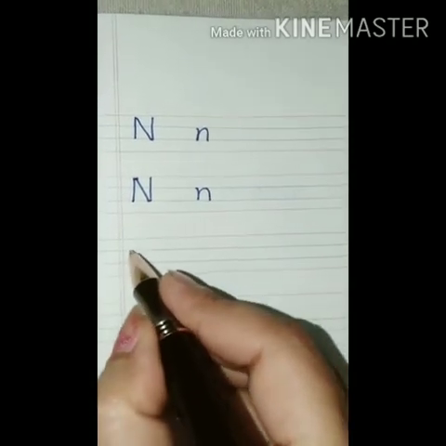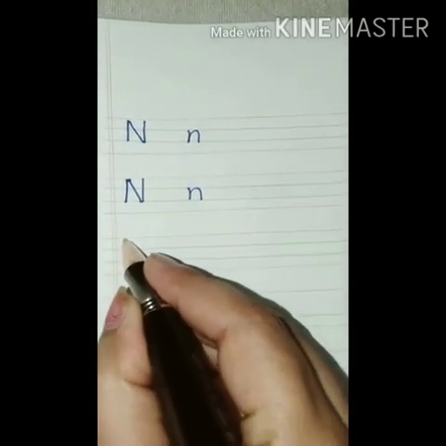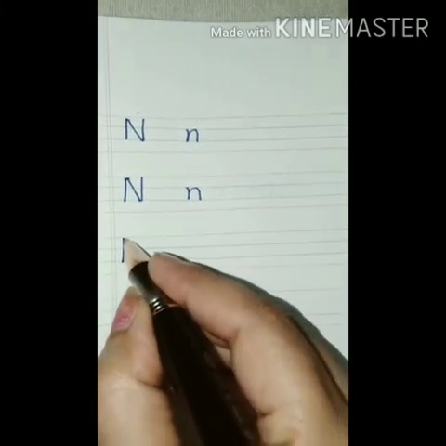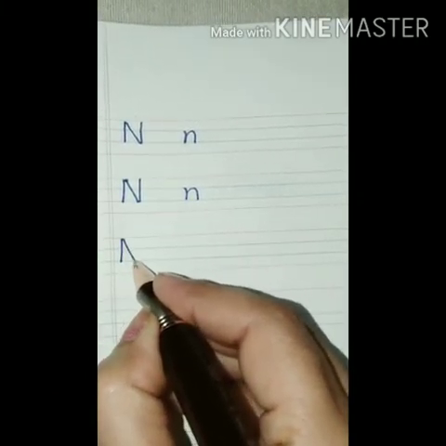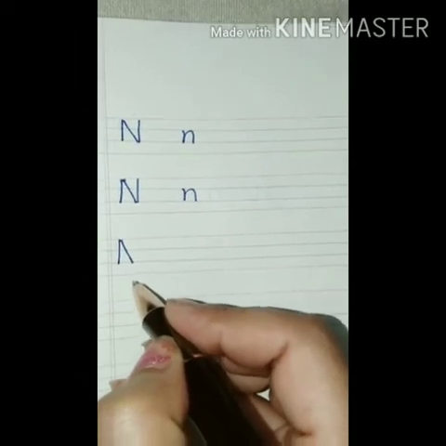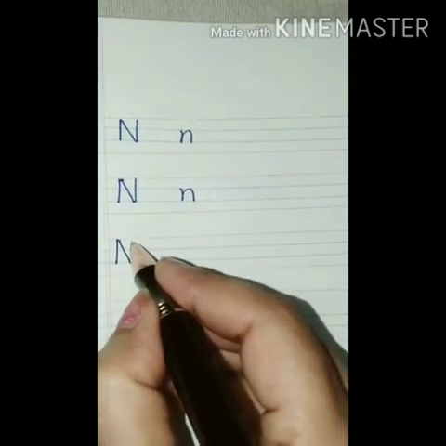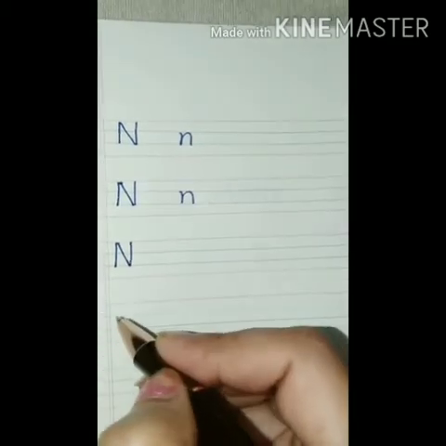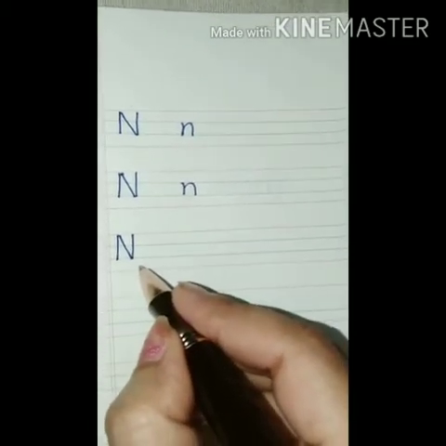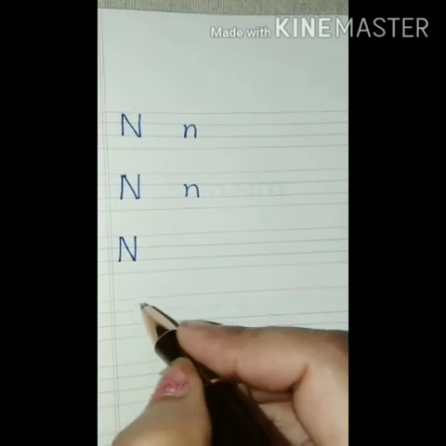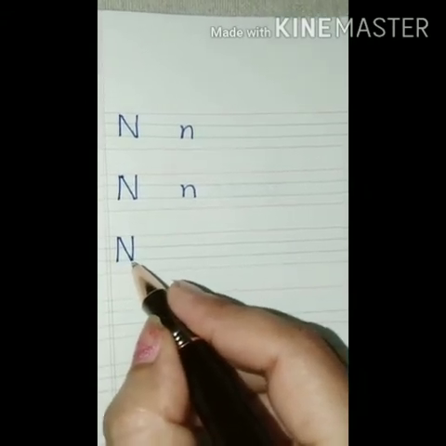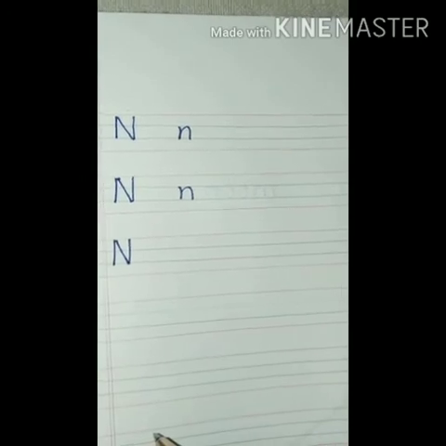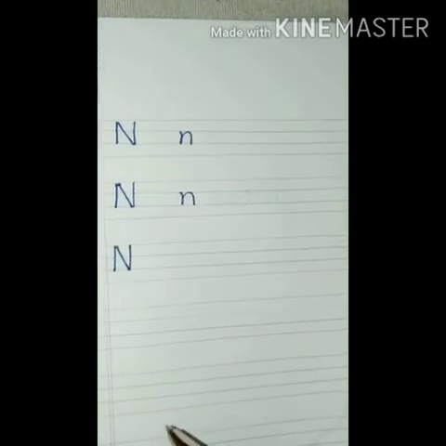Start करते हैं. One standing line like this and one slanting line. Now we will make one more standing line. This is capital N. Now we will make small n.